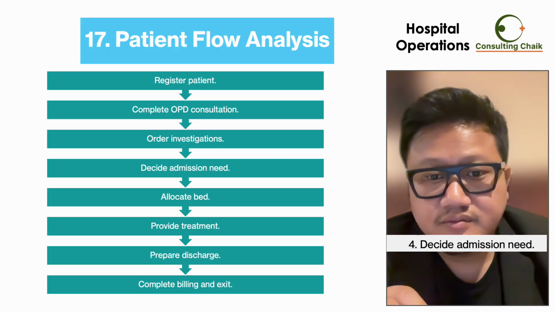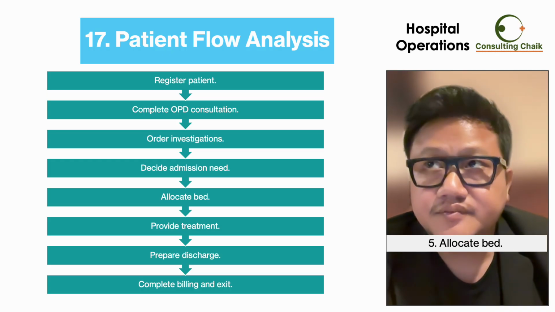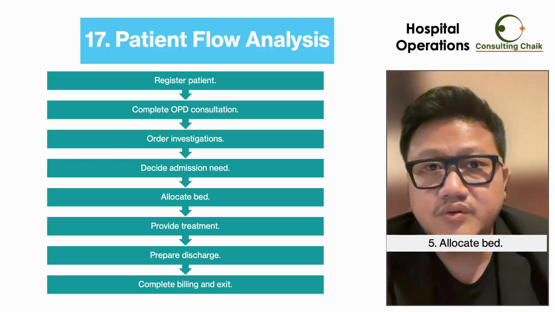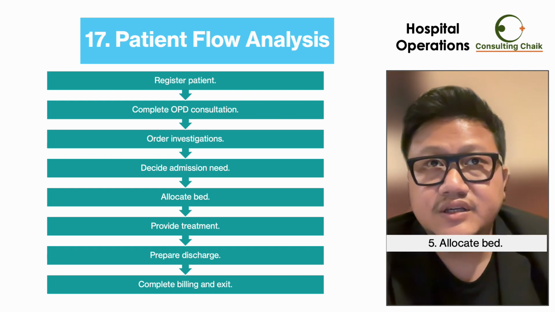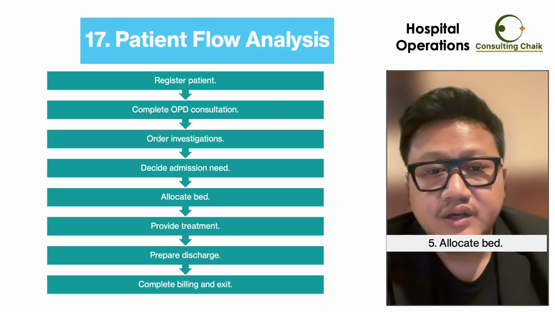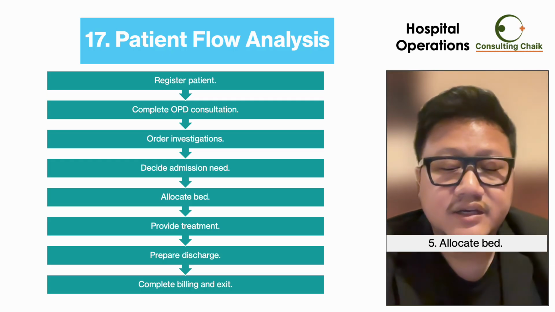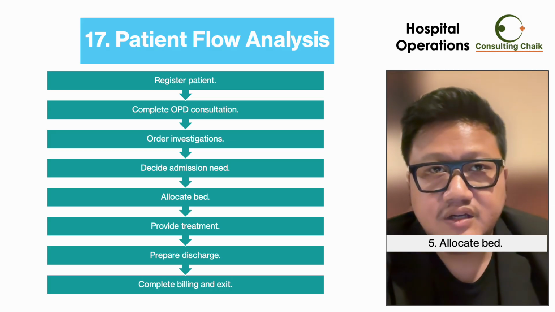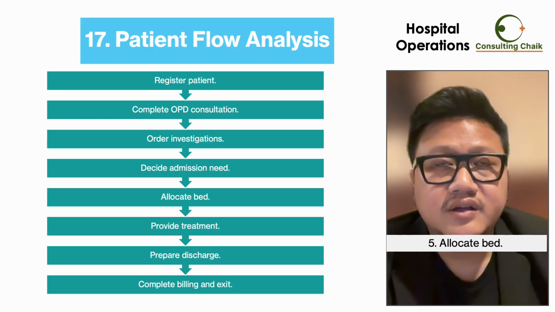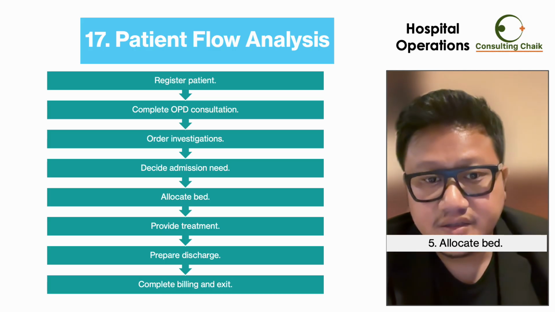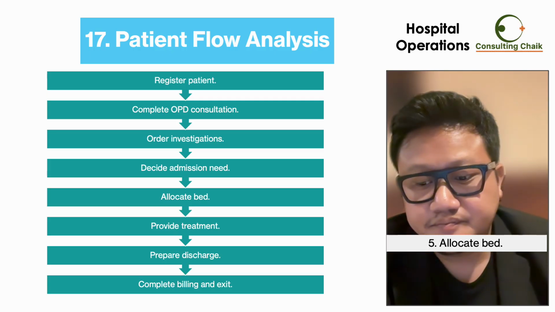So the deciding admission need is done, and then if the patient is all okay, then we allocate a bed. In the HMIS, you see which beds are available, and accordingly you tell the patient that these beds are available. As per this will be your approximate cost of treatment, and this is the price of bed per day.